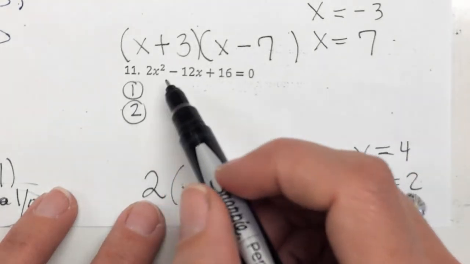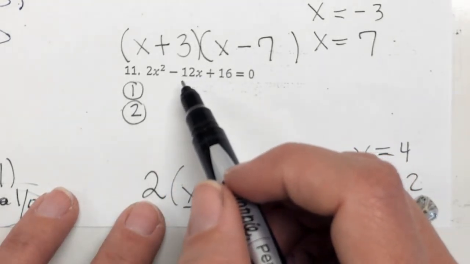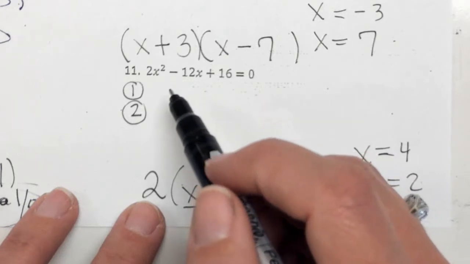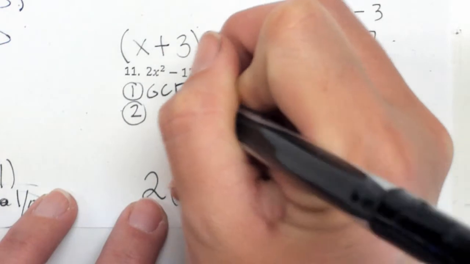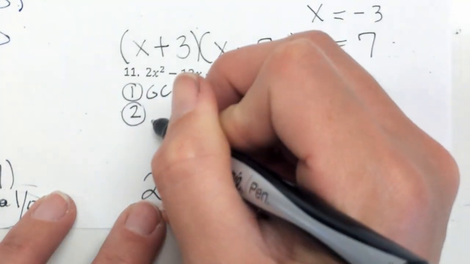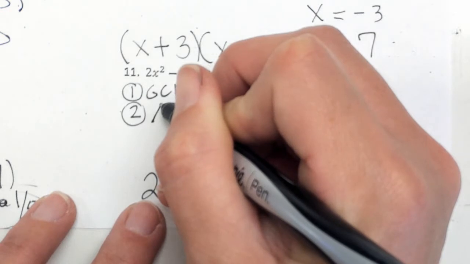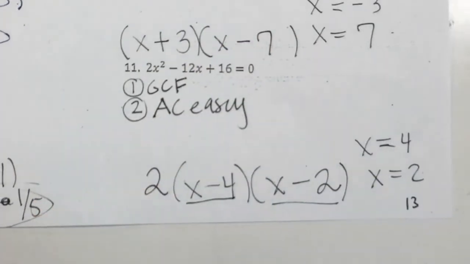Alright, so the first thing you did was what, Abigail? I divided everything by 2. That's called the what method? GCF. Good. And then once she did that, you could use what method? AC easy, right? Do I need to go over any of these? I just spelled easy wrong on accident, sorry. Good job. Here you go.